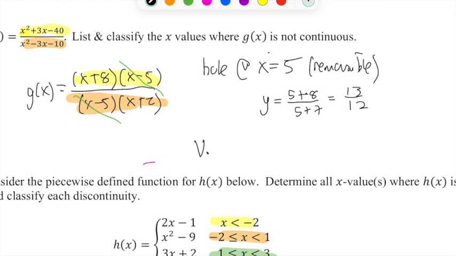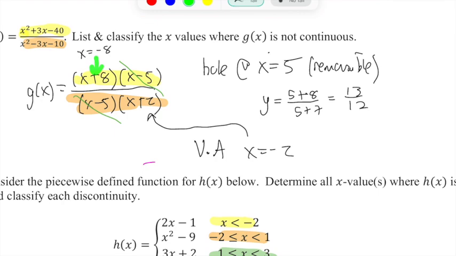And then we have a vertical asymptote at x equals -2. Again, because we're still undefined here. This is a vertical asymptote. And that's it. And then up here, just in case you wanted to know, this is an x-intercept. Anything that makes the numerator 0 is an x-intercept. So we have an x-intercept at -8. We have a hole at 5, and we have a vertical asymptote at -2. And then the vertical asymptote is non-removable, and the hole is removable. Okay, and there we go.